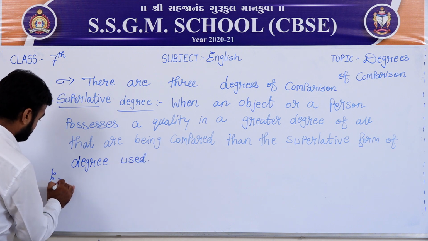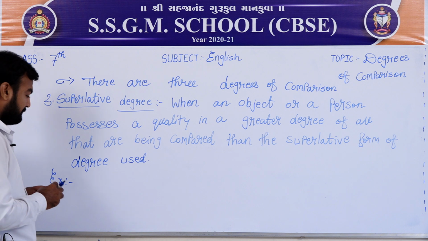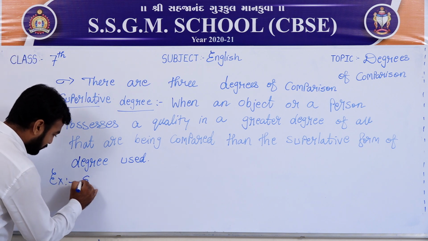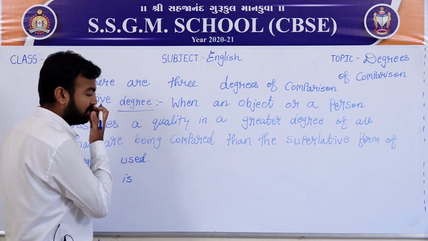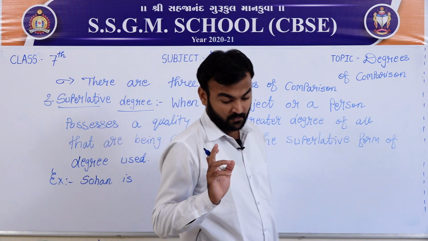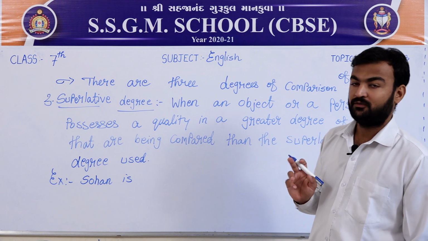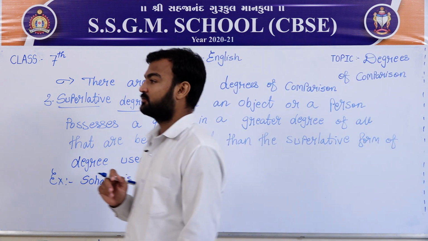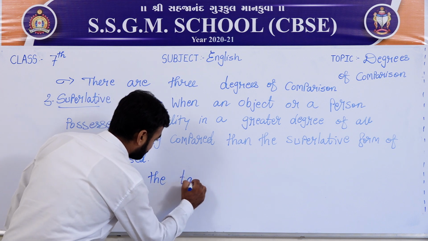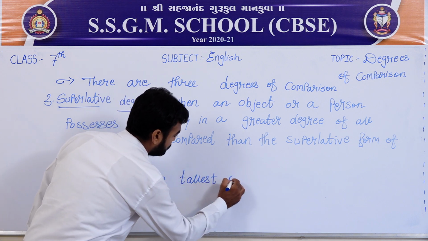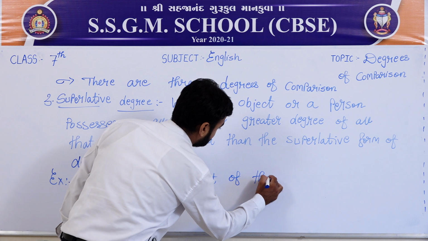For example, I am using that same example. Sohan is the tallest of the three.